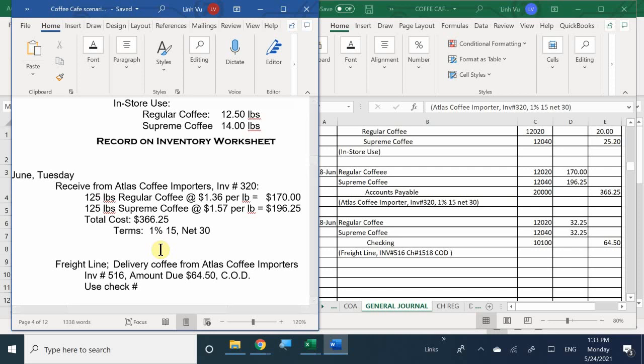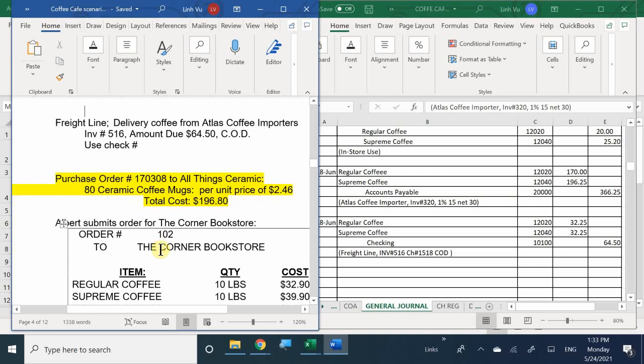Oh, we're here. Sorry. So here we have to do another purchase order. So what do we do here? First, we're going to go to purchase order, and make sure we issue the purchase order for the 18th.